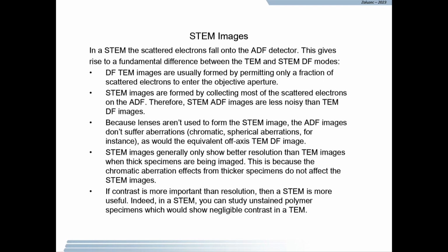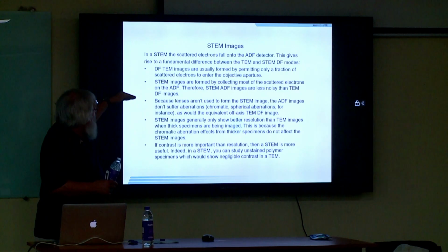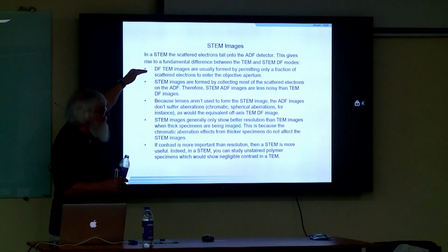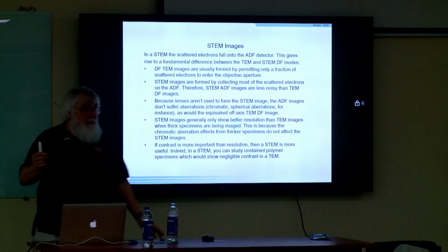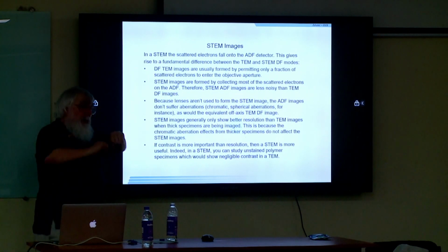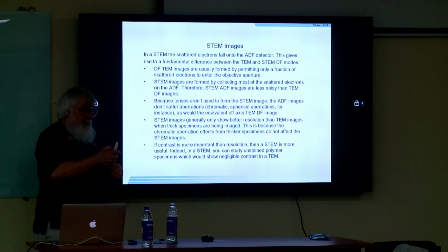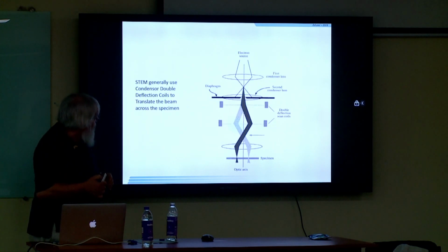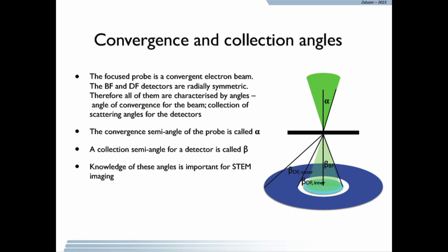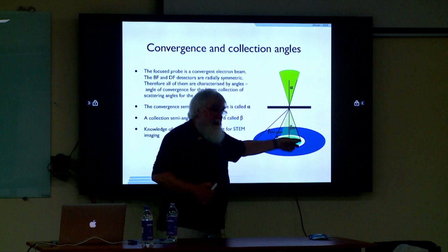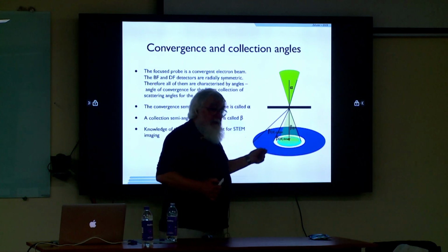In STEM, the scattered electrons fall onto detectors. Dark field TEM images are usually formed, as I showed you, by only using a certain fraction of the electrons. In STEM, we can collect all those diffracted electrons. And how do we do that? Let me go back. We have a detector that not only collects the electrons that go straight through, but could be either an angular detector or a segmented detector and detect all of those electrons.